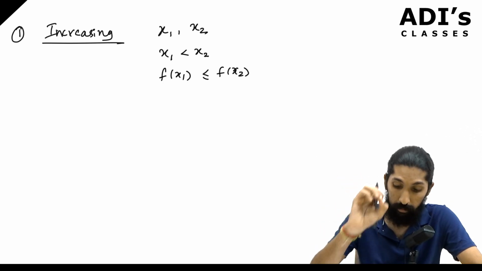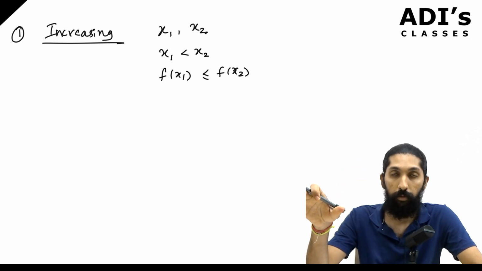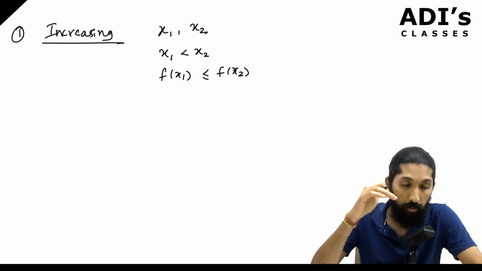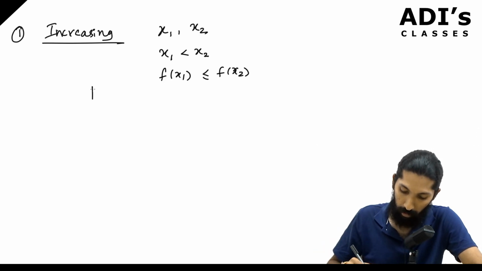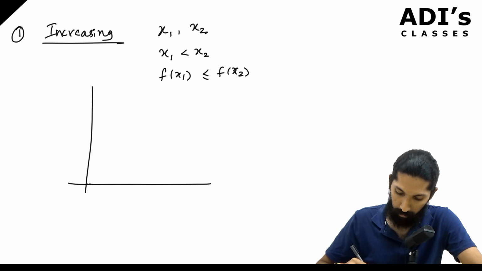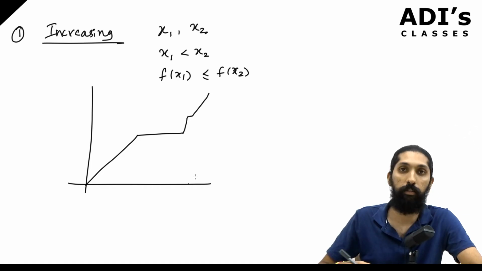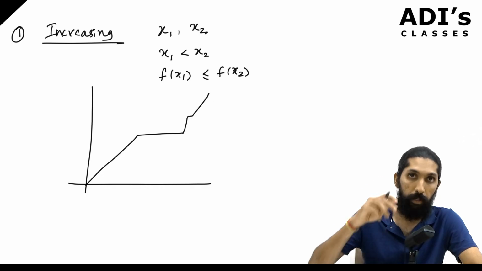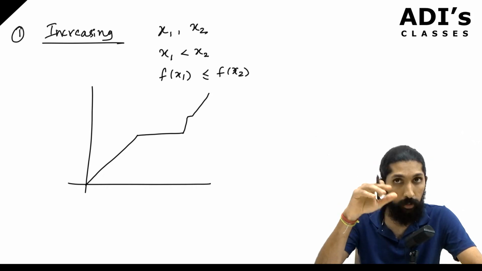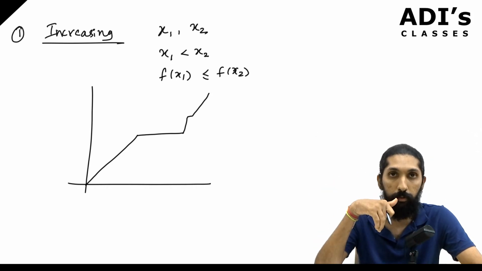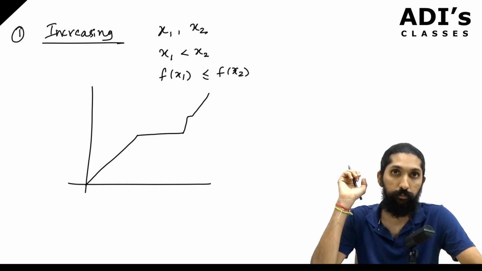Understood? Let me tell this again because it's very, very important. Suppose you have x1 less than x2 and f of x1 is less than or equal to f of x2, then we say it's increasing. So how do we go about it? A graph. Maybe something like this. See, still increasing, but f of x1 is equal to f of x2 at one particular point. But overall, the function is still increasing. Correct? So these are what we call increasing functions.